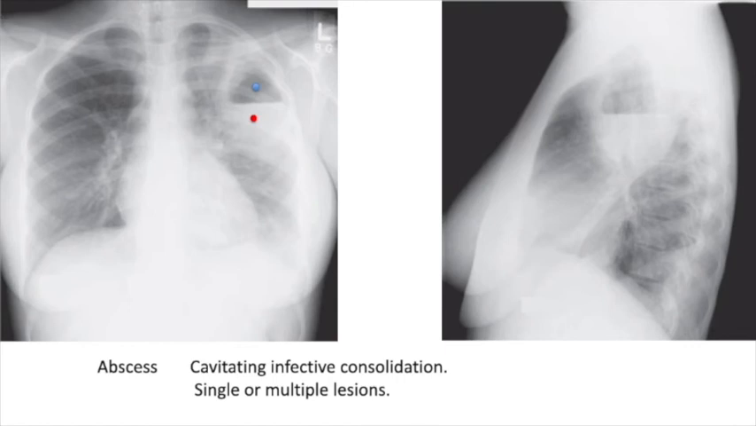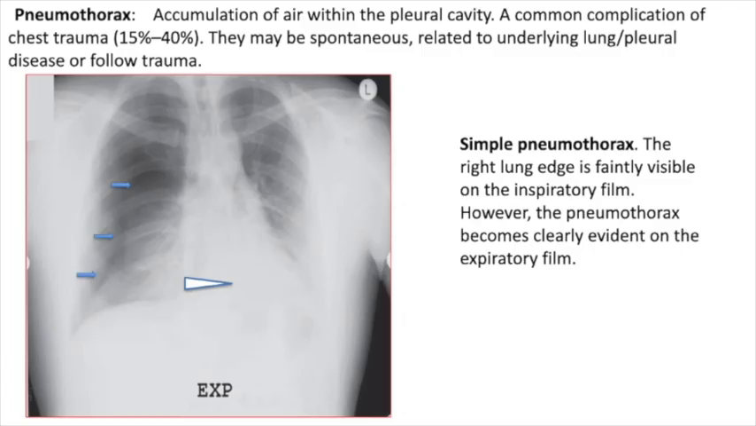Remember, fluid is opaque, and of course air is lucent. So we call it an air-fluid level. All right, and the difference between this one and the bulla: the wall of the abscess is thick and the bulla is thin, and we have a fluid level in the abscess and there is no fluid level in the bulla. It's very important to know that the abscess can be single or solitary, or can be multiple at the same time. Now let's talk about pneumothorax.